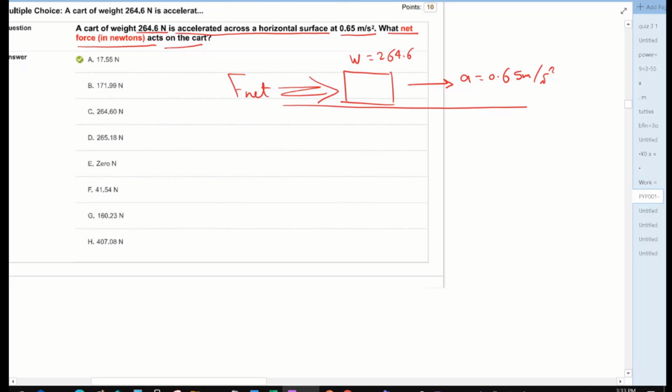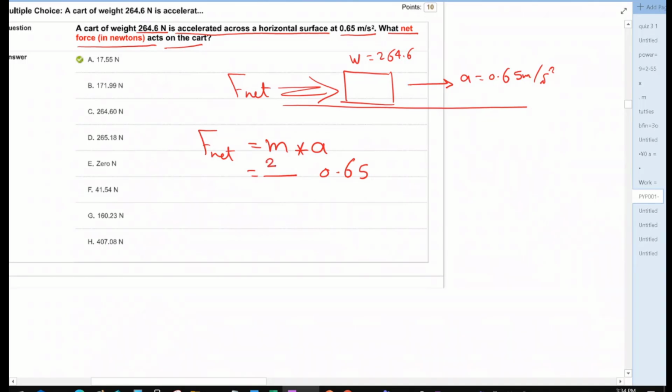Net force, what do you think? Any idea? I know Newton's second law says what? Net force equals mass times acceleration. He's asking about the net force, so we need to know the mass and the acceleration. Acceleration is given, 0.65, but how to get the mass, guys? Anybody? Divide the weight over g, using 9.8. That's right. Excellent, using the weight.